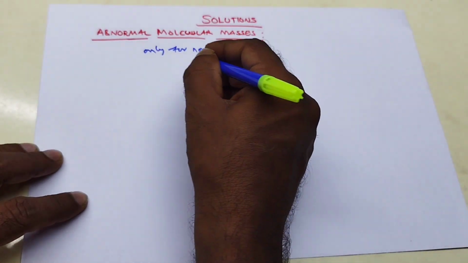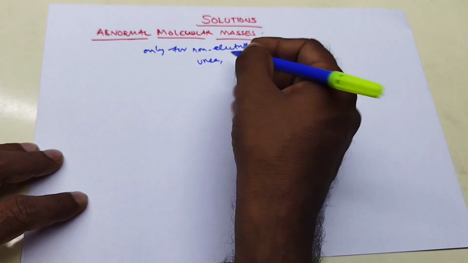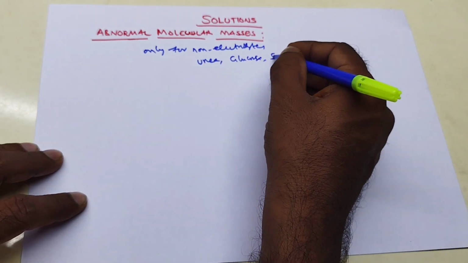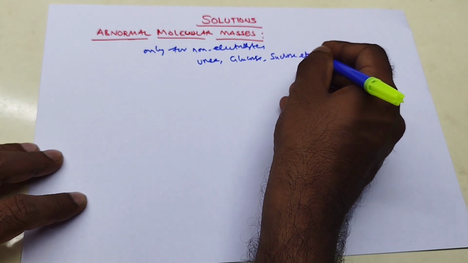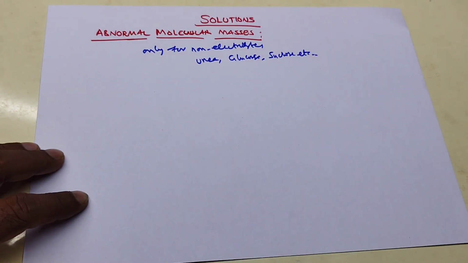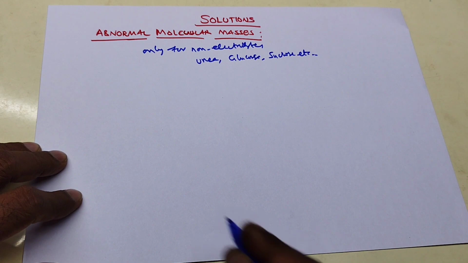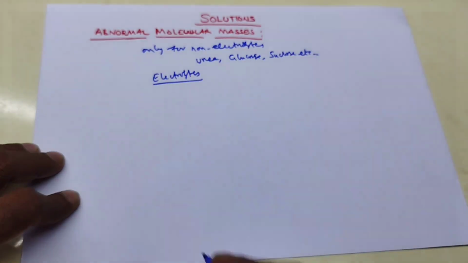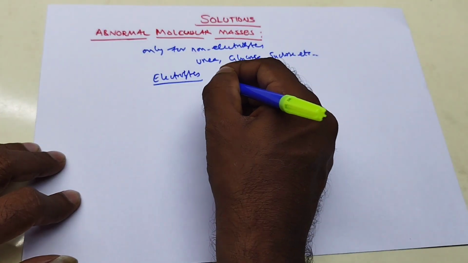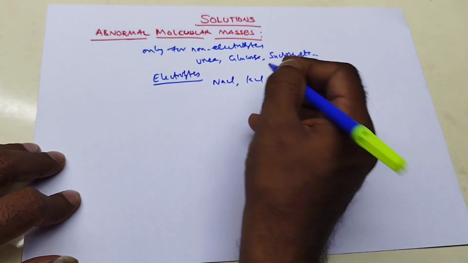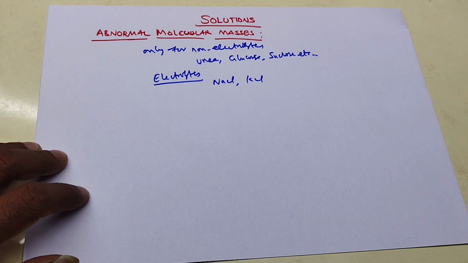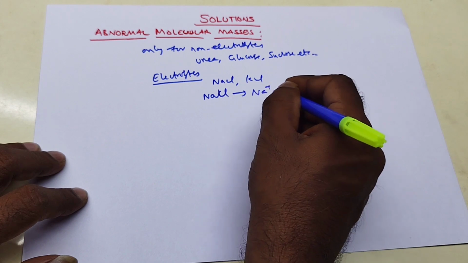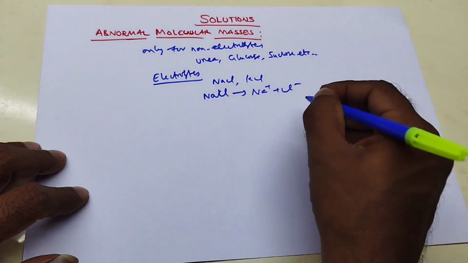What are the examples of non-electrolytes? Urea is a non-electrolyte, glucose, sucrose, etc. These are all called non-electrolytes. Suppose it is an electrolyte like sodium chloride or potassium chloride. These undergo dissociation like Na plus and Cl minus. It gives two particles.